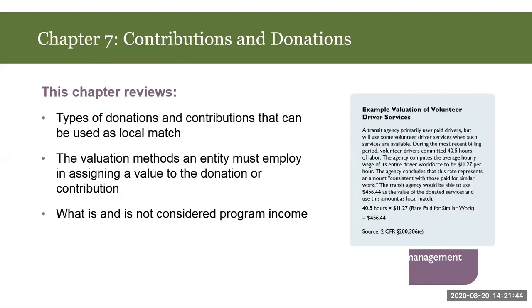In Chapter 7, we talk about the unique role of contributions and donations. We can never be reimbursed for something that we didn't pay for, a donation or a contribution. But the unique thing about such items is they can be used as local match. However, there are any number of caveats associated with the allowability of donations and contributions as local match, and we have to make sure that we meet all of those criteria in order to be able to count such donations as match. Chapter 7 reviews those various elements.